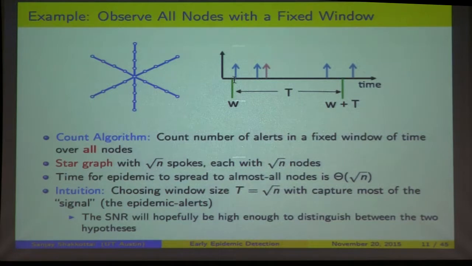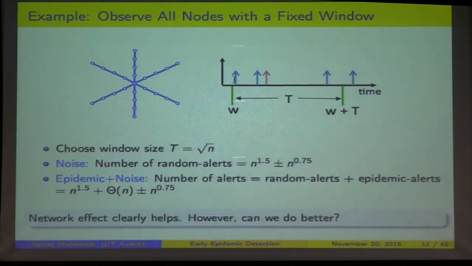So the new algorithm is the following. I don't care about the graph structure. I just look at all the blips I count in the entire network over the time 0 to root n. And is there something that will be done? Well, let's do this calculation and see what happens.